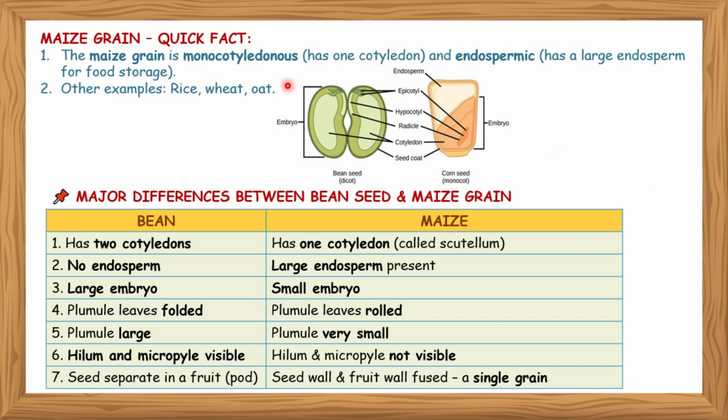Maize grain, quick fact. The maize grain is a monocot structure and endospermic. It has a large endosperm for food storage. Other examples include rice, wheat, oat, etc.